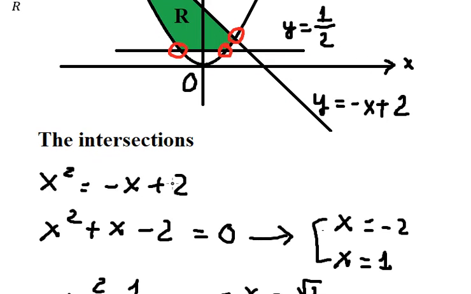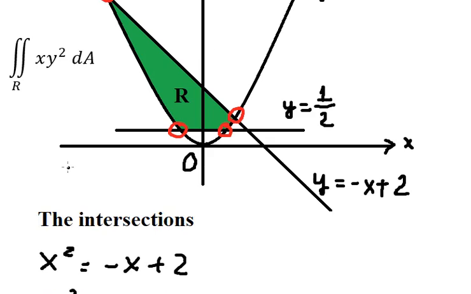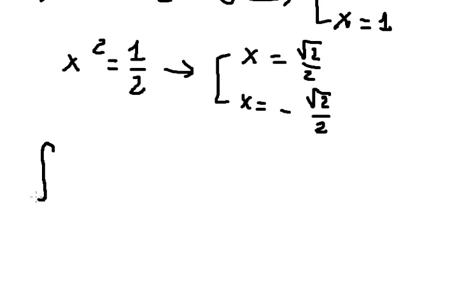After we find the intersection, we need to find the whole region from here. Like this, we subtract this region in here, so we get this one. So we put the bounds in here.